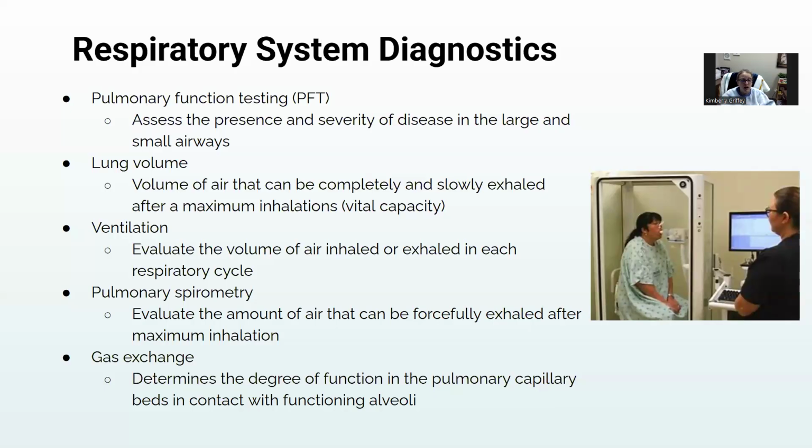You can also do pulmonary function testing. This is to assess the presence and severity of disease in large and small airways. It can assess the lung volume.